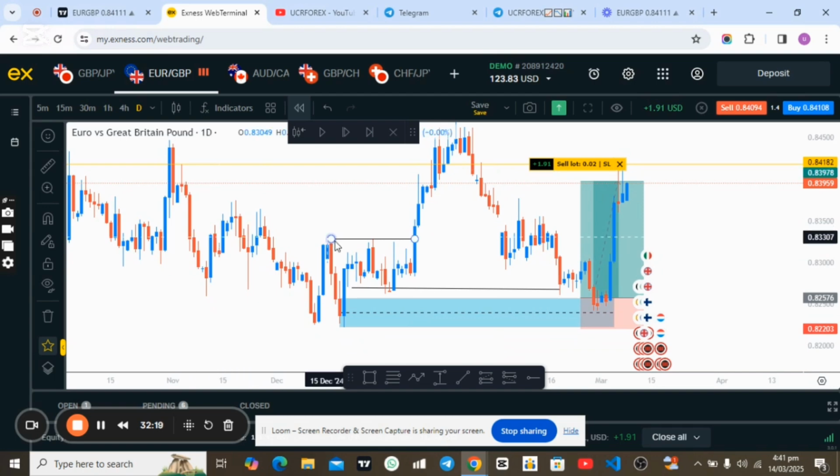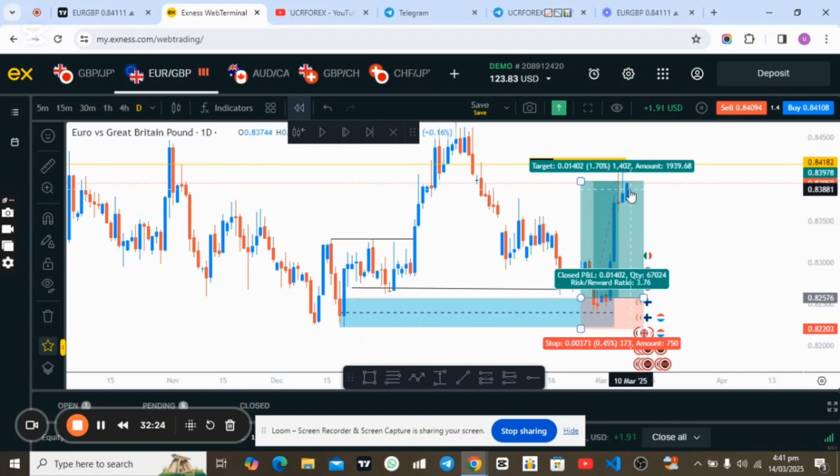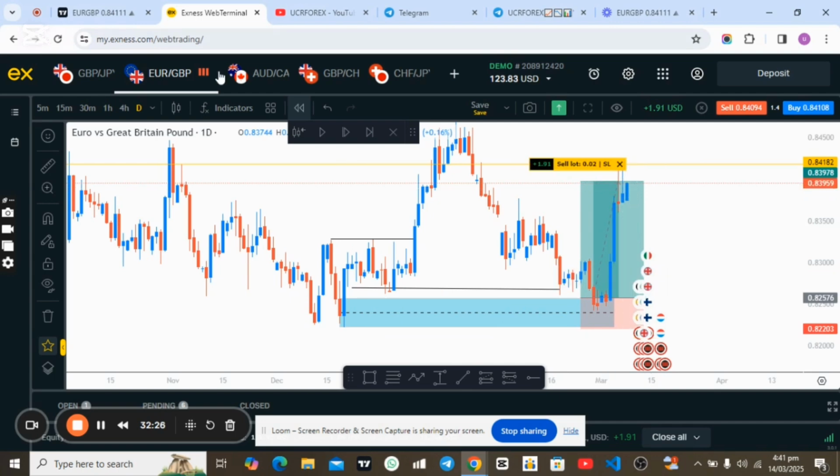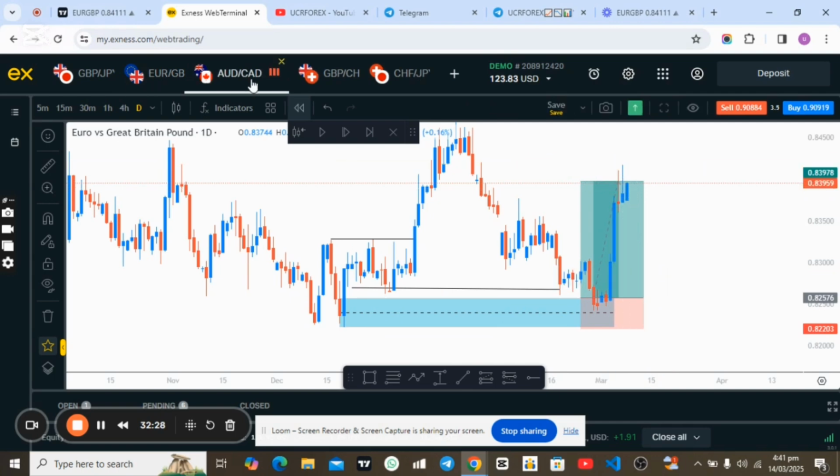On Euro GBP, we spotted a change of character, inducement on a mitigated zone below. The next thing, price boom to the upside. Now let's try the odd card one more time, and then we try to end the lesson.